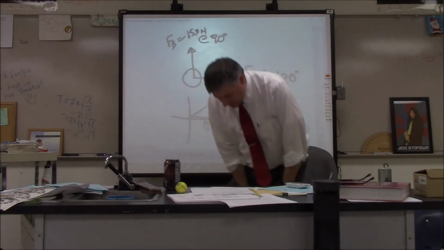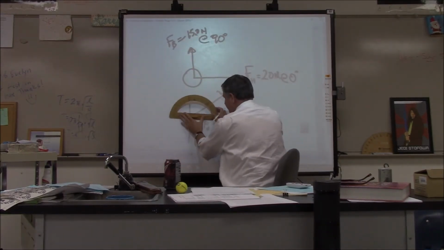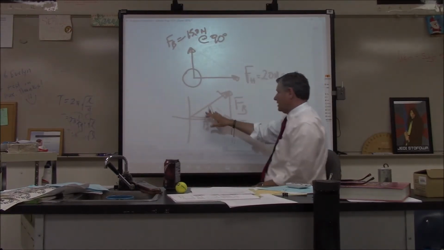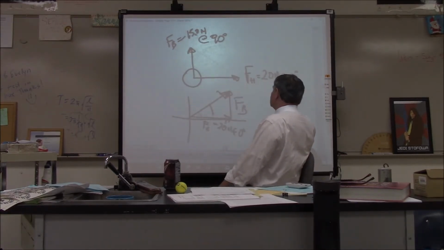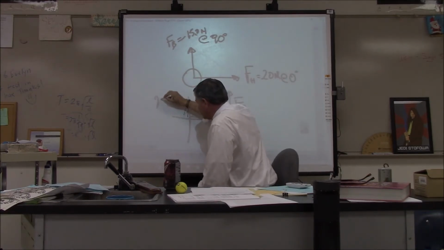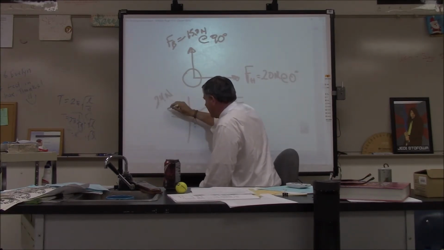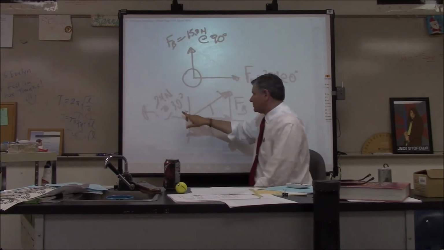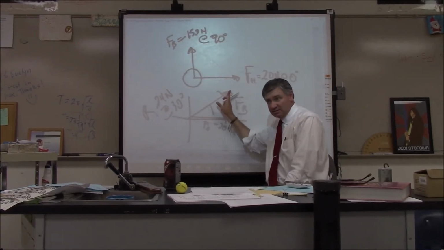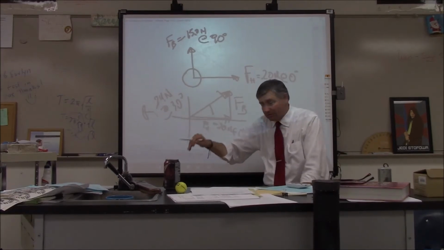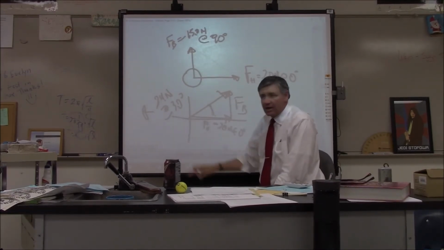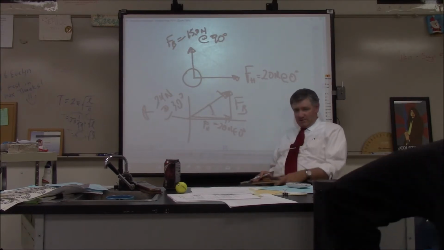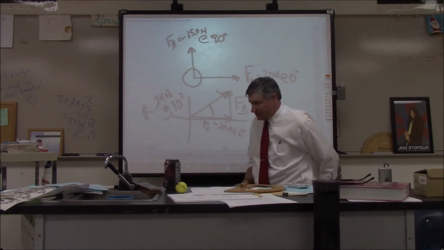And then you're going to take a protractor, and you're going to measure this angle right here, and say that's 24 newtons at 30 degrees. So here's my result. Whatever length this is, work backwards on a scale, and then this angle at 30 degrees. Now, here's another way that you can think of this, okay?